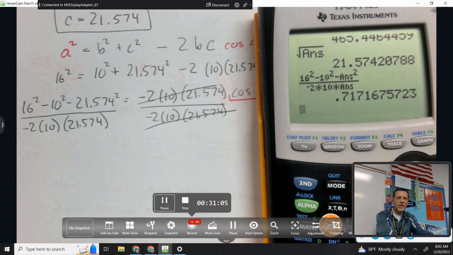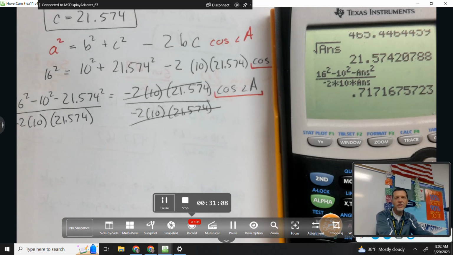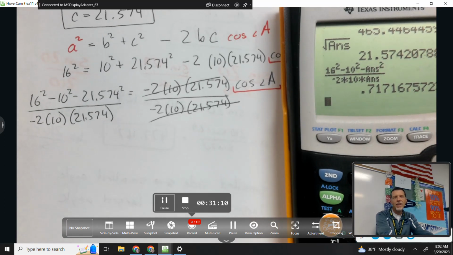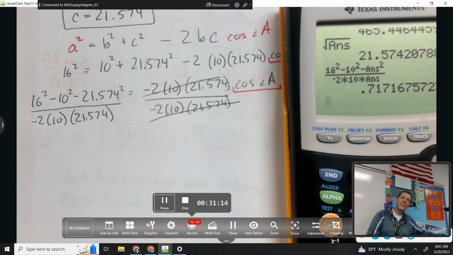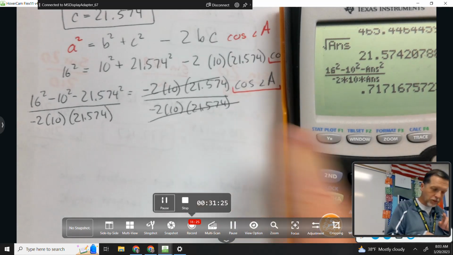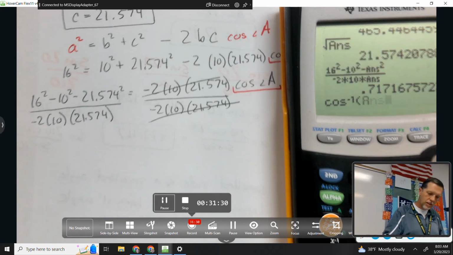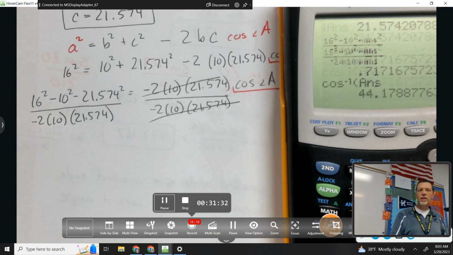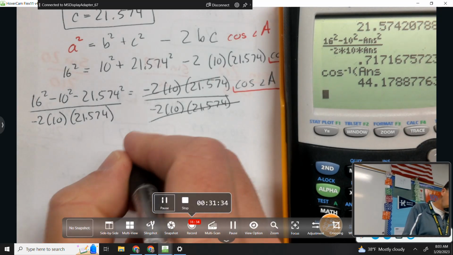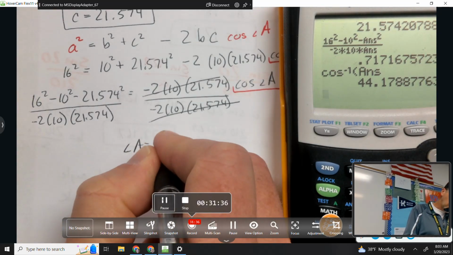cosine of angle A equals. How do I undo the cosine? Like somebody took a cosine and got that for an answer. How do I undo that to get back to the angle? Yeah, inverse cosine. So cosine of A equals that, so I need to do inverse cosine to undo that. So angle A, 44.179.